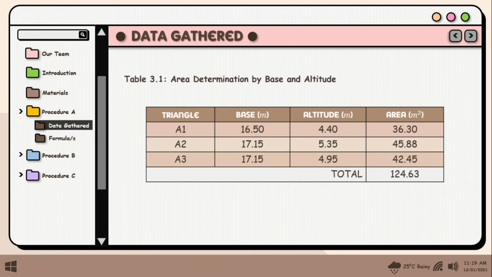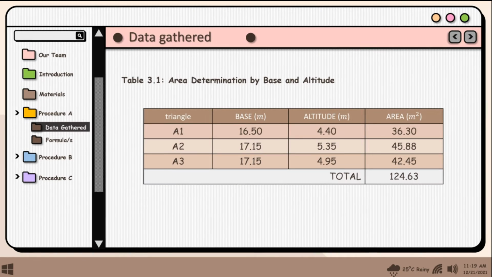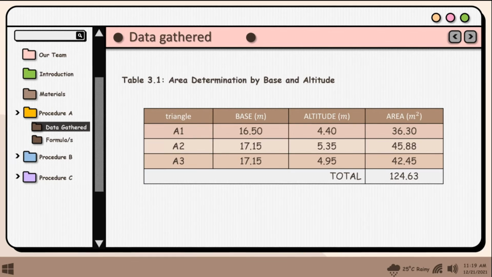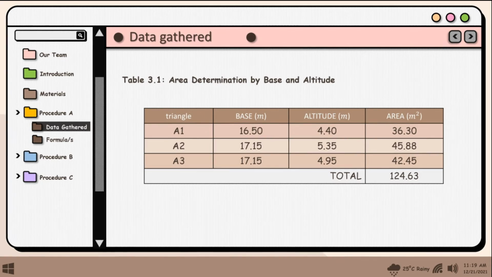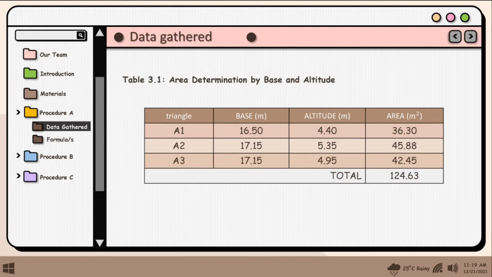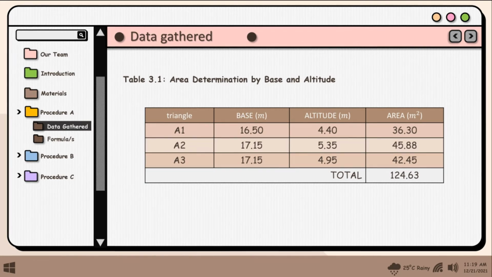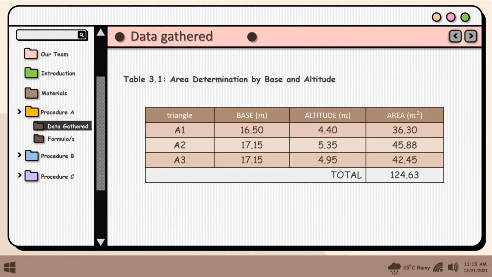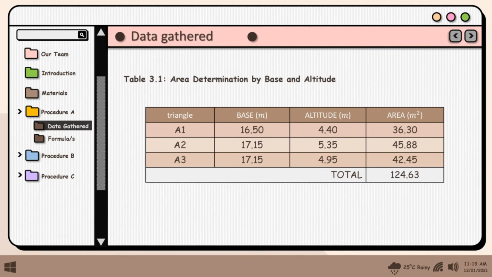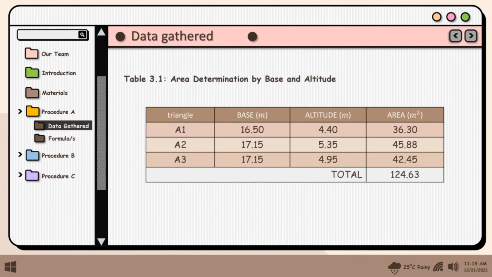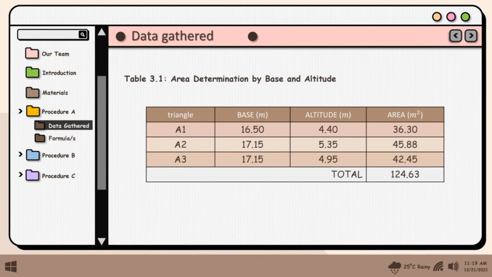To determine the whole area of the polygon, take the summation of the areas of A1, which is 36.30, A2, which is 45.88, and A3, which is 42.45, with a total of 124.63 meters squared.